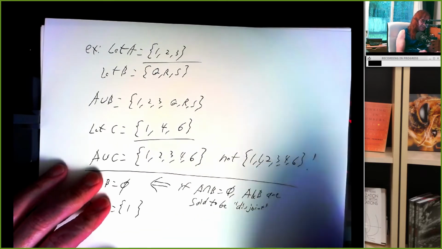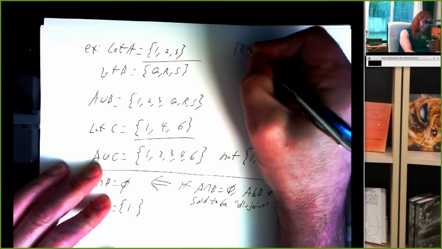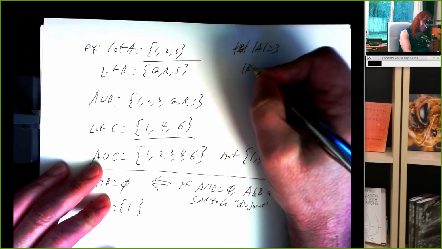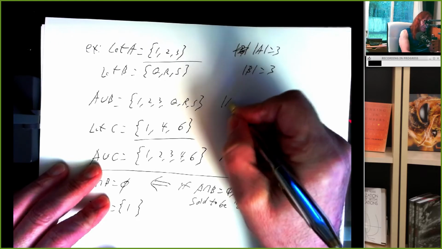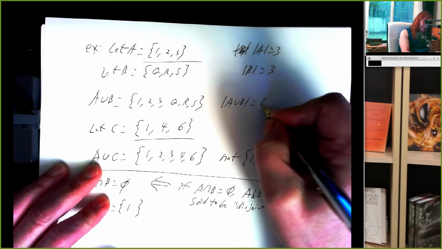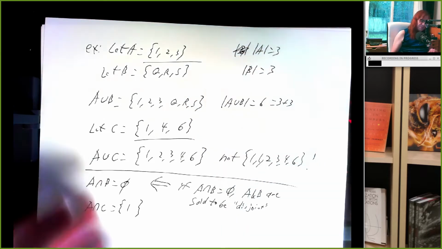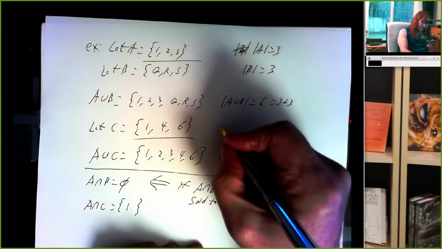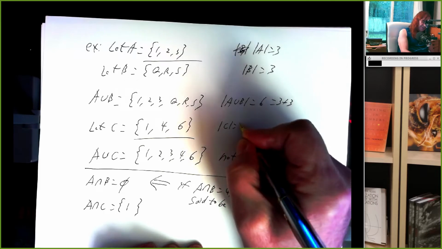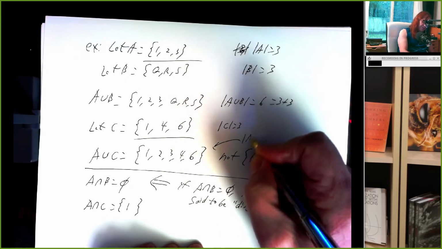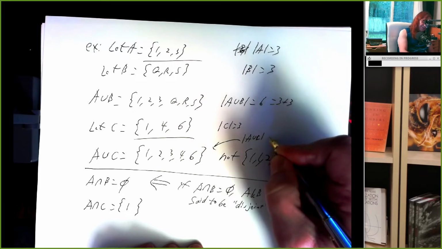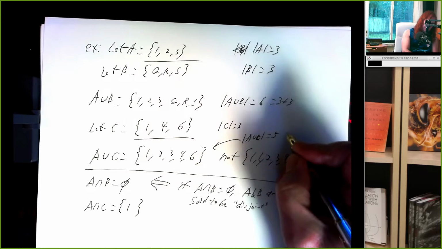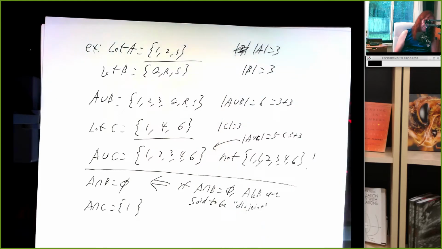It's potentially interesting to note that the number of things in A is 3, the number of things in B is 3, the number of things in their union is 6, which happens to be 3 plus 3. But here, the number of things in C is 3, but the number of things in the union of A with C is 5, which is actually less than 3 plus 3.